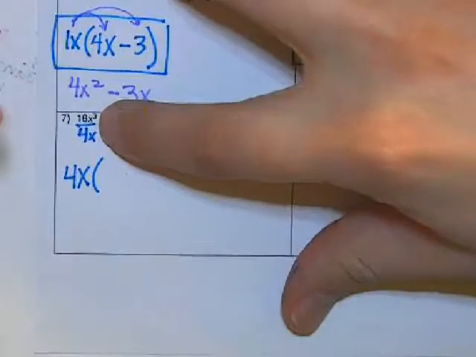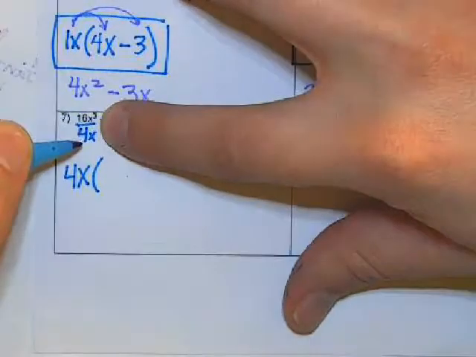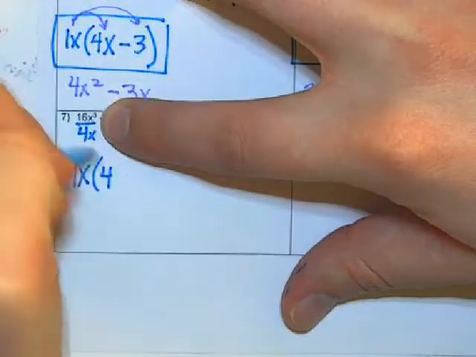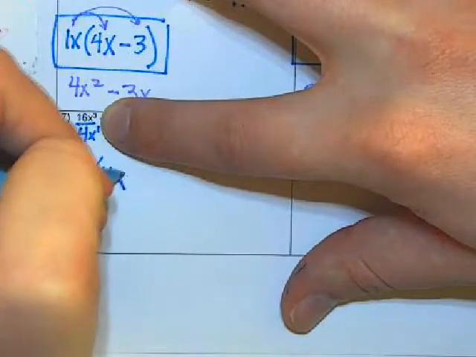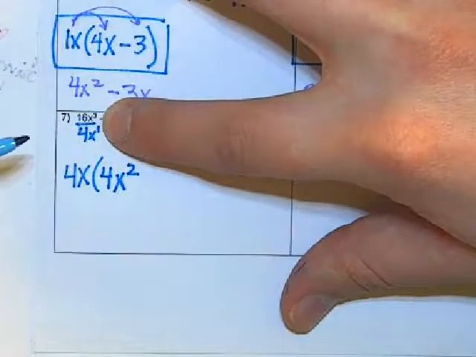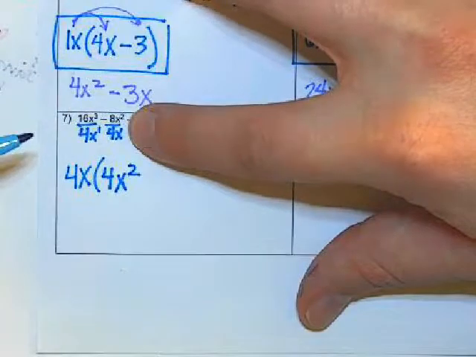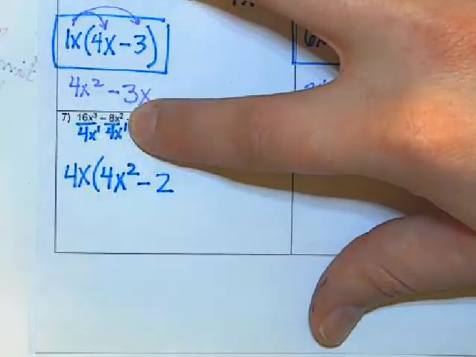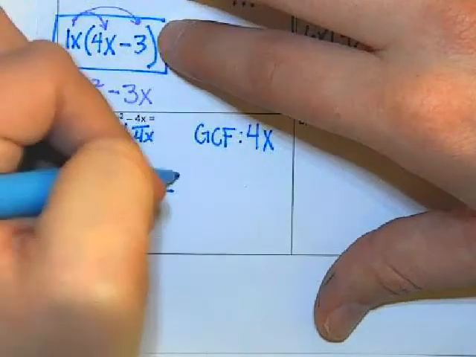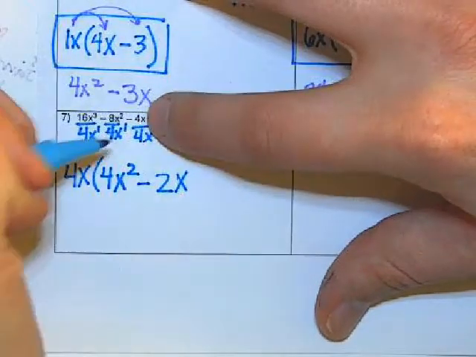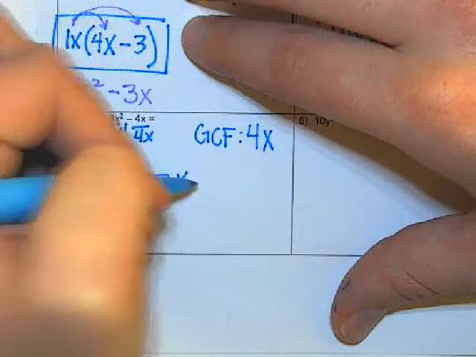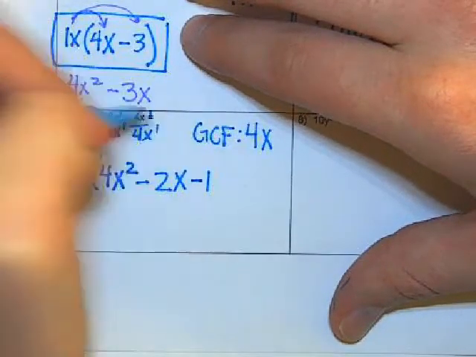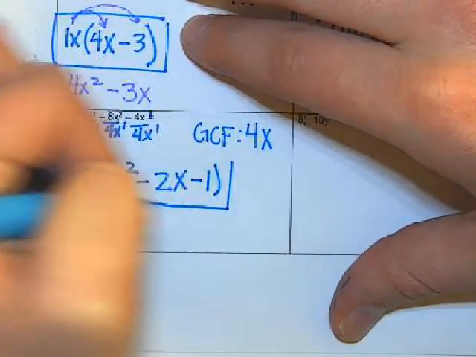Okay, each one at a time. 16 divided by 4 is 4. Subtract your exponents, 3 minus 1, x squared. Then I go to the next term. Negative 8 divided by 4 is negative 2. Subtract your exponents, 2 minus 1, regular x. Negative 4 divided by 4 is negative 1. 1 minus 1 is 0. Don't need an x.